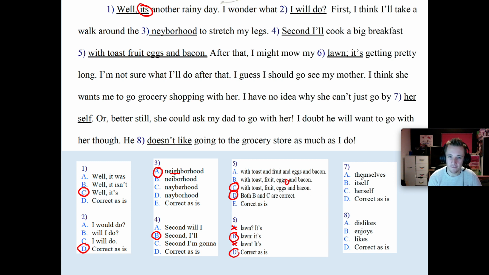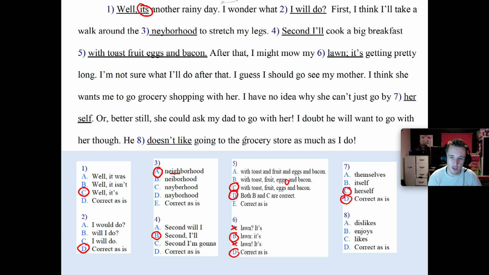Number 7. So, moves on to here. I have no idea why she can't just go by herself. Well, it's a bit hard because it goes over 2 lines, so we're not sure if they're linked or not. Herself is a linked word, so it should be like this, but you might have put D because I'm not sure whether it's linked or not because it goes from one line over to the next. So either is fine for that.